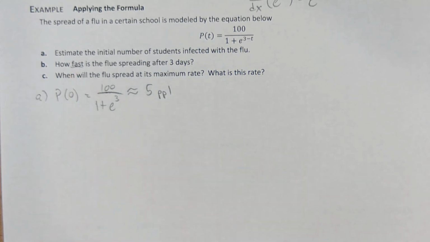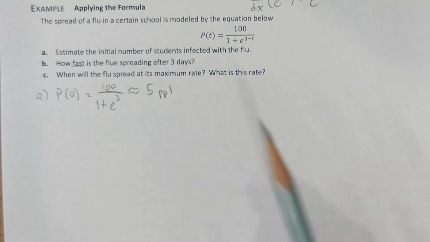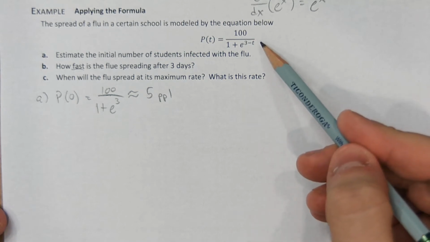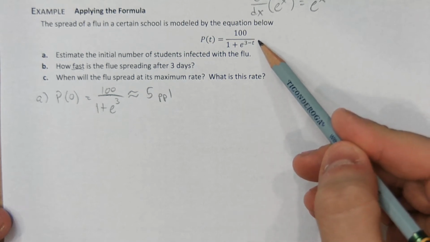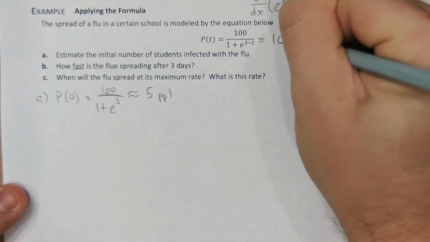Part B wants to know how fast, a rate. How fast is the flu spreading after 3 days? Well, we see here that t is 3, but we're talking about how fast is it spreading. We're actually talking about its rate of change. That's right, its derivative. But this is kind of hideous, isn't it? Tell you what, let me rewrite this so that it's not so bad.